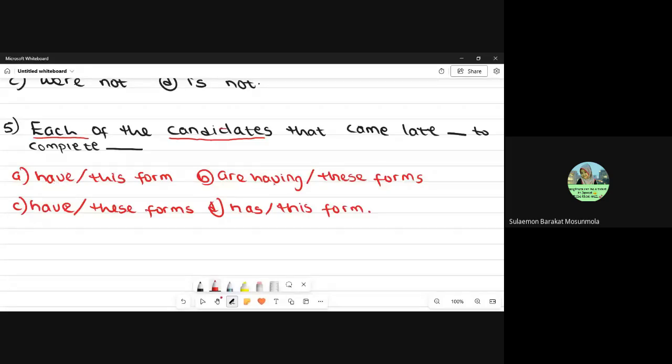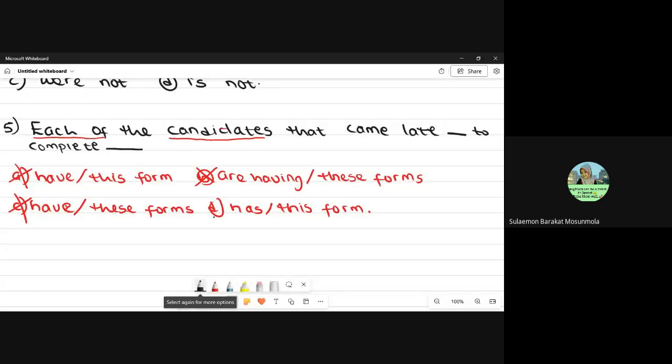And having is even out of it. This one here is a plural verb. This one also is a plural verb. This rule says that when you use each of, it should attract a plural subject and a singular verb. And the only singular verb you have here is has. So each of the candidates that came late has to complete this form.